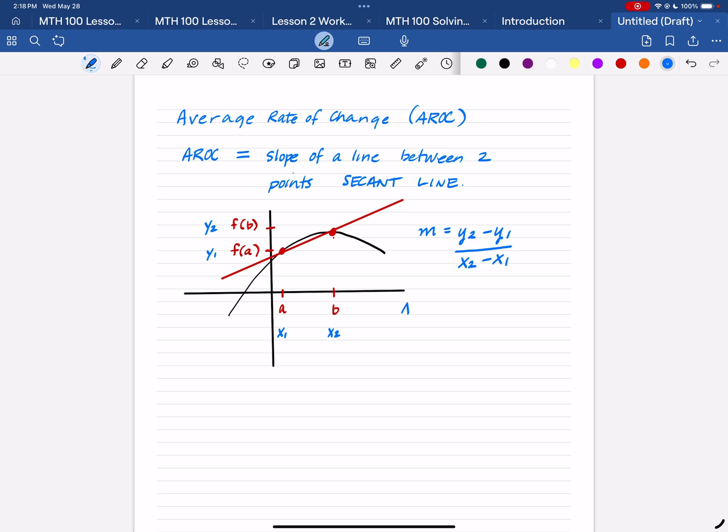So when we write the formula for average rate of change, we're going to write it using the function notation, which is going to be f of b subtract f of a, divided by, or fraction bar, b minus a. So it is the exact same formula as the slope of a line. But we're looking at it between 2 points on a curve, and so we call that the average rate of change, or the slope of the secant line.